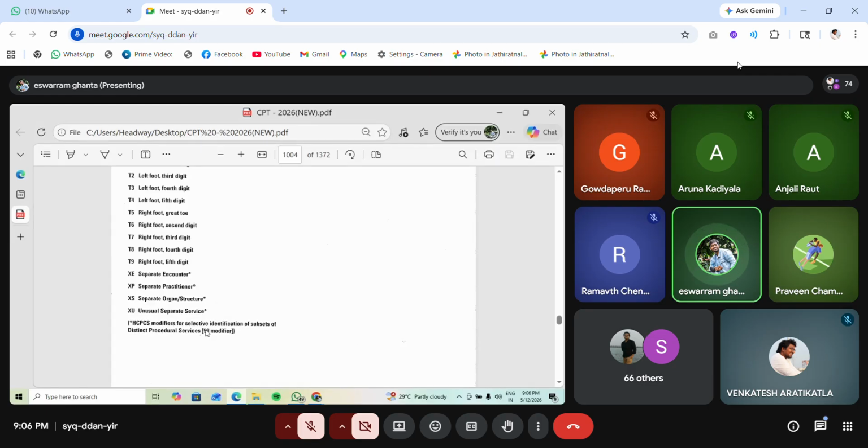It is the separate encounter. Okay, separate encounter. That means service done during a different encounter on the same day.